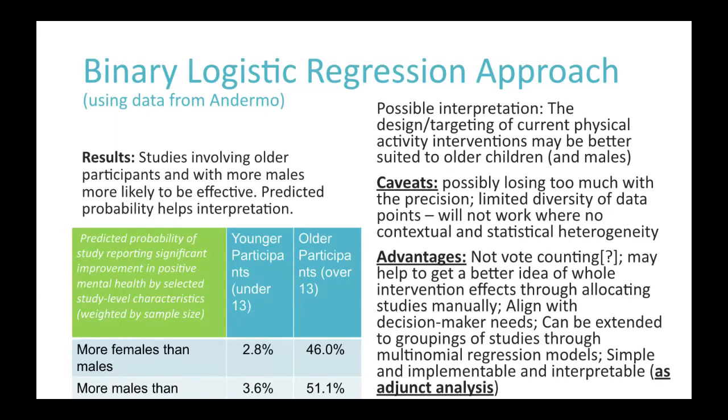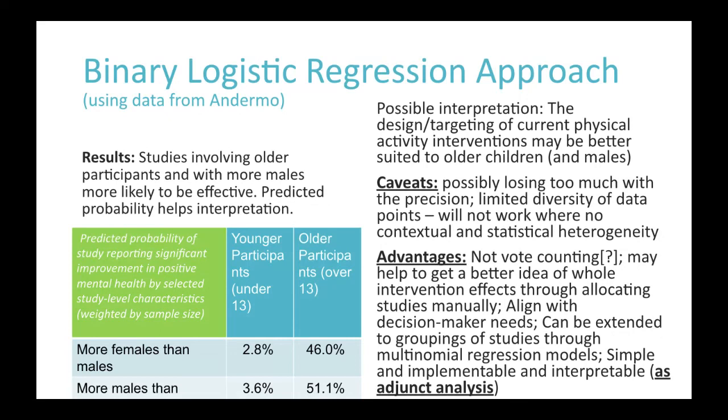When we applied our thinking and created a binary logistic regression model, we did see more of a conclusive impact here. So we were able to model the probability of being in a successful group and looking at the age characteristics and gender characteristics of participants. And here we saw quite conclusive evidence that we didn't see with conventional subgroup analyses, where the studies involving older participants and with more males were much more likely to be effective.